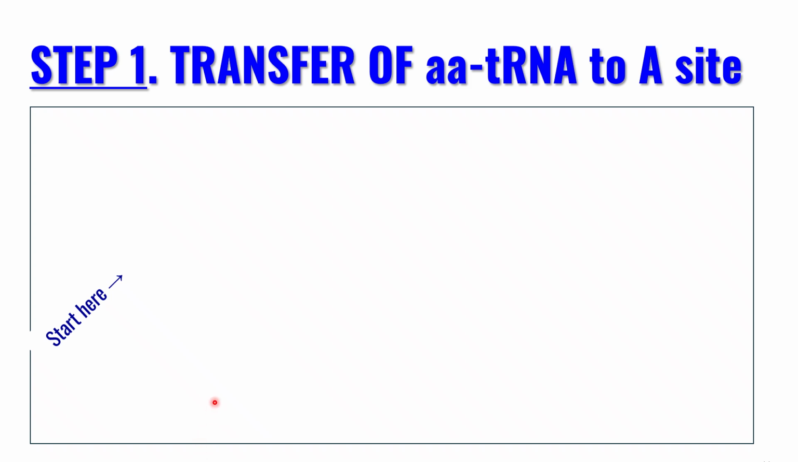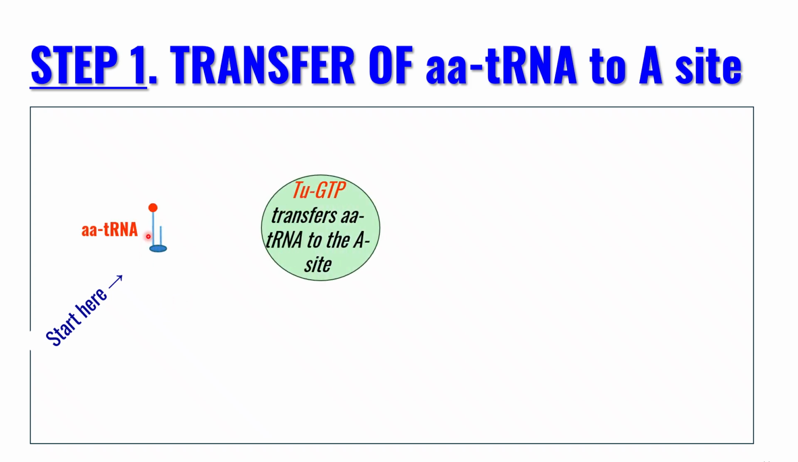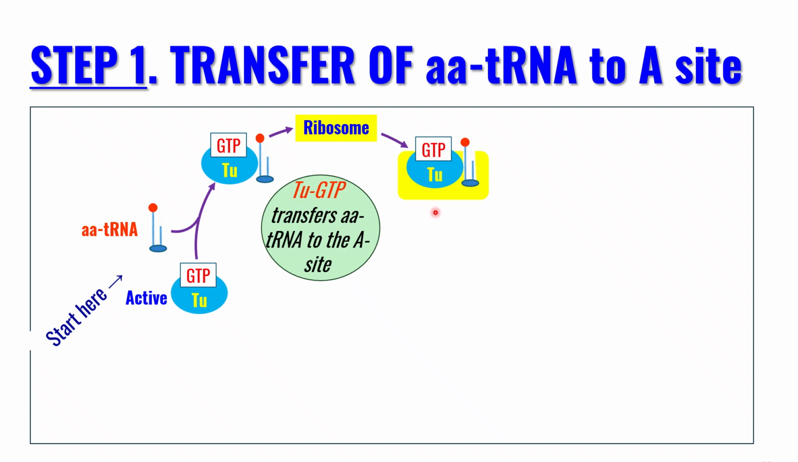So let us review the role of Ts and Tu in transferring the amino acid tRNA to the A site. As I mentioned earlier, the amino acid tRNA is a highly reactive molecule. This is the precursor of translation. Therefore, the immediate requirement is to stabilize this, and that is done by factor Tu with GTP. This is the active form. It binds selectively, preferentially with this tRNA and stabilizes it, and then it tries to place it with the ribosome A site.